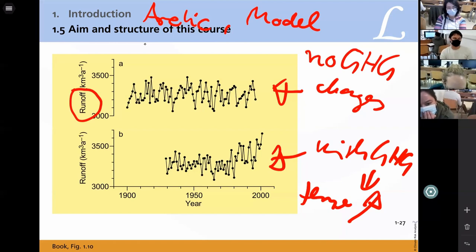And therefore, if we have the humans, we have greenhouse gases, we have temperature rises, then we also have more water in the atmosphere, and it can rain heavier, and it can produce larger runoff. The question the guys wanted to answer in their paper was, can we model that? What does a model response look like?